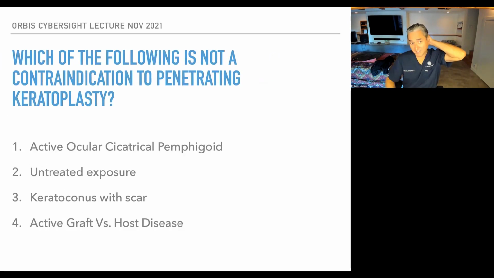So which of the following is not a contraindication to a PK? Active OCP, untreated exposure, keratoconus with a scar, or active graft versus host disease. Which of those 4 diagnoses is not a contraindication? So go ahead and put your answer there. Okay, so 67% answered keratoconus with a scar, correct?